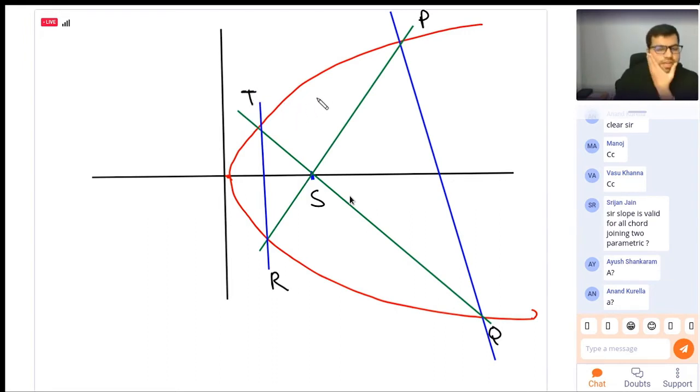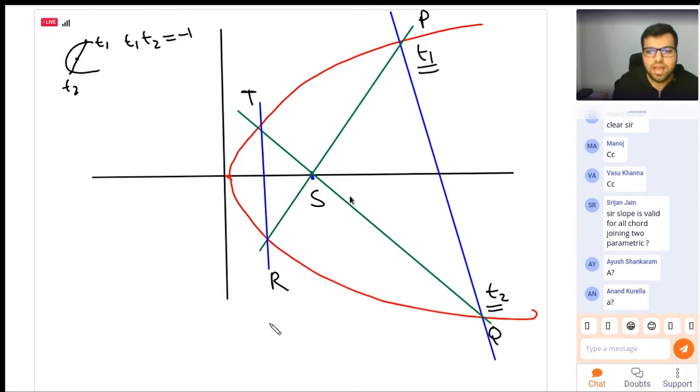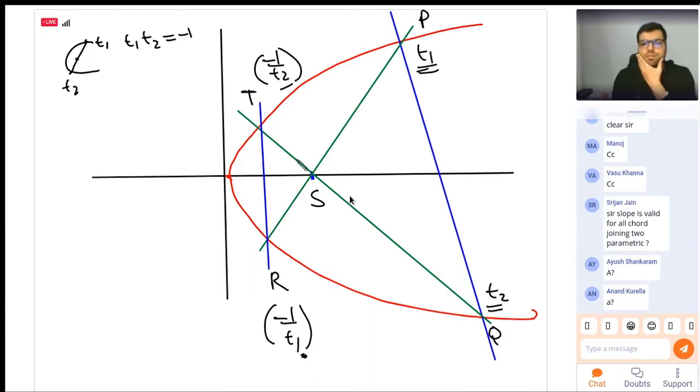So what I'll do here, say this point is T1 and this point is T2. So I know when you have a focal chord like this, if this is T1 and this is T2, then T1 T2 is equal to -1. This property we know. So this means R will be equal to -1 by T1 and T will be equal to -1 by T2. Why? Because this into this should yield -1, and this into this should give -1. So R and T will be minus 1 by T1 and minus 1 by T2.